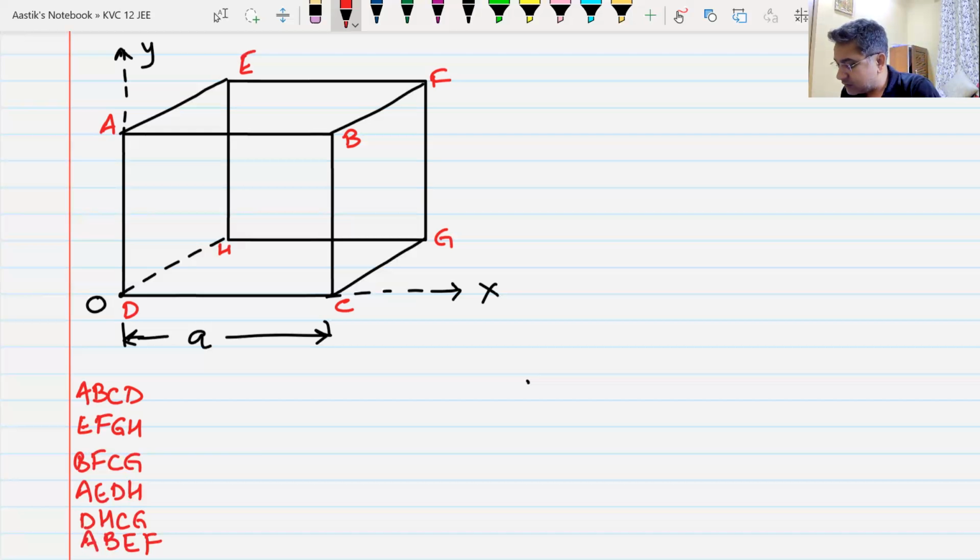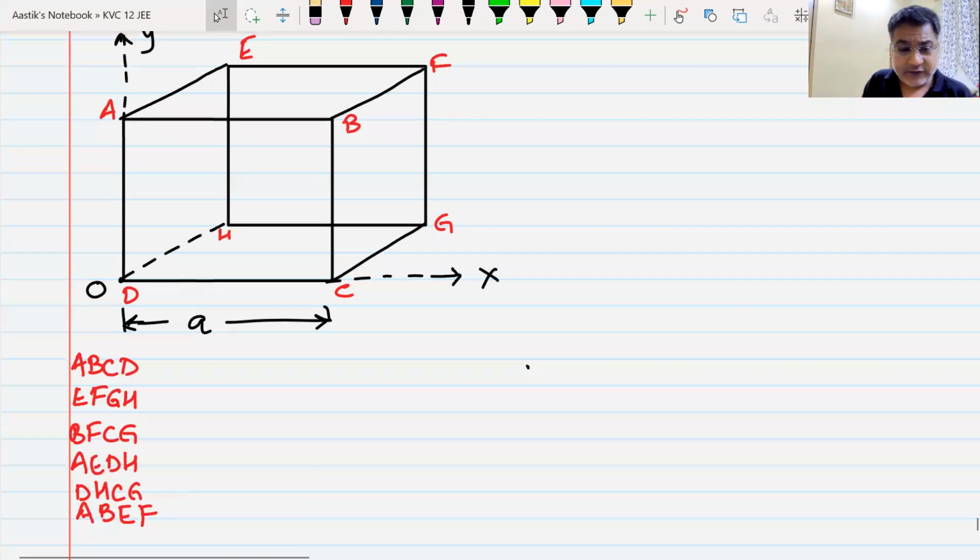These are the 6 faces of the cube. Okay, give me a minute. What is happening? I don't understand. 6 faces of the cube. Now we are going to find the flux through these 6 faces in different cases.